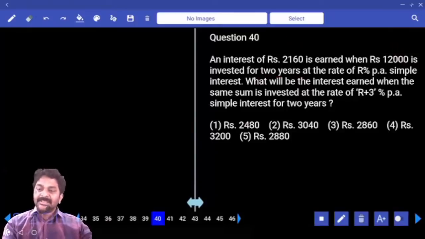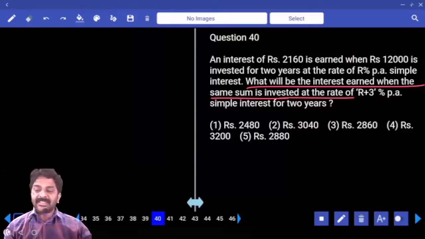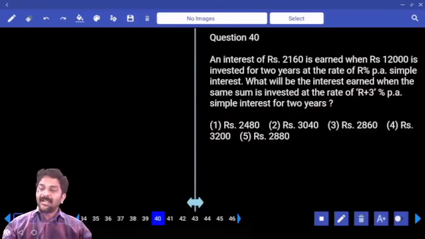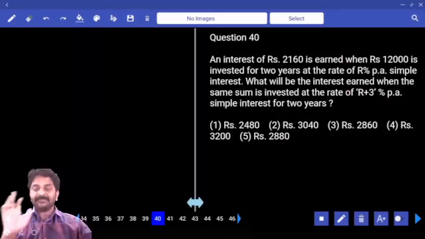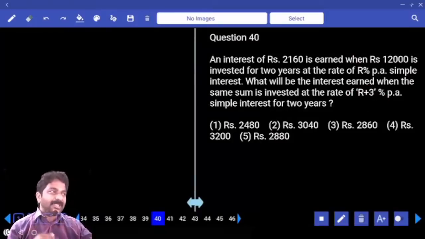Yes. What will be the interest earned when the same sum, 12,000, is invested at the rate of R plus 3% per annum, simple interest for 2 years? So first what do you need to know? R. After that you need to increase it by 3%. Then you need to calculate the new interest. Correct? Instead of that you can do one more thing. That is a lengthy method: finding R, then R plus 3, and all that is the lengthy method.